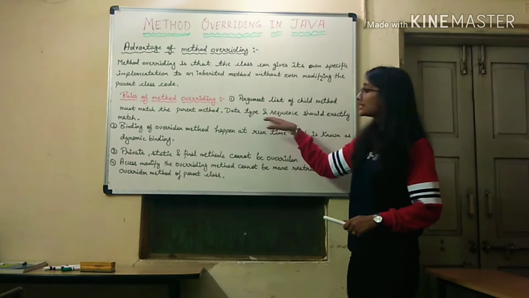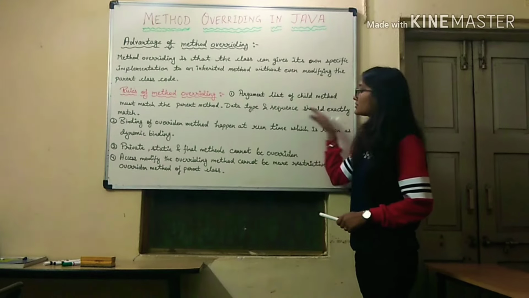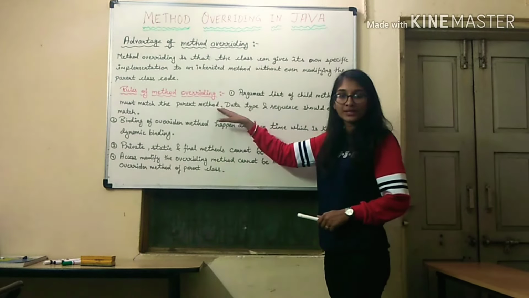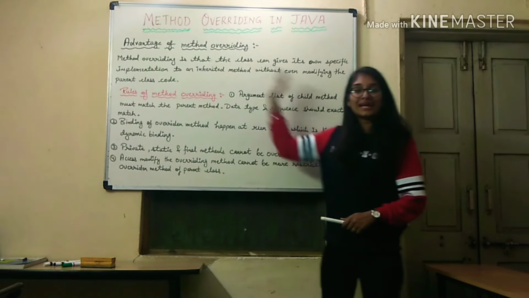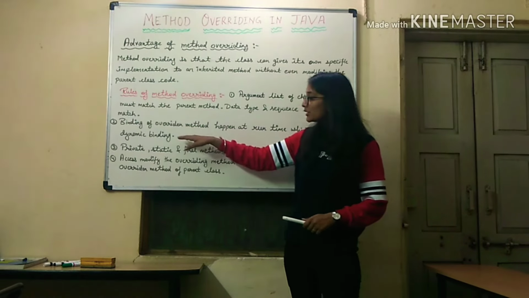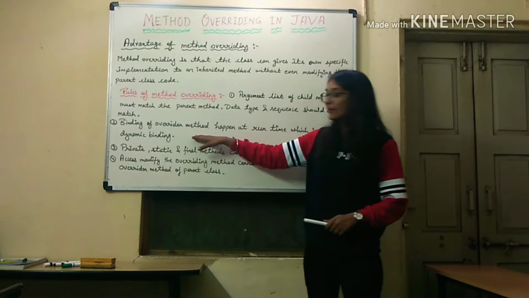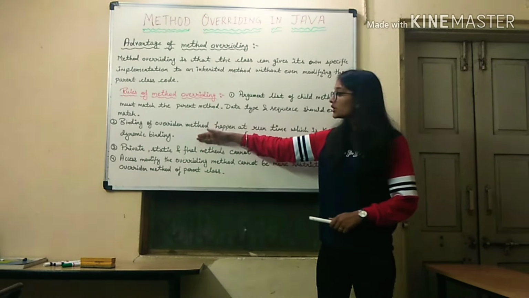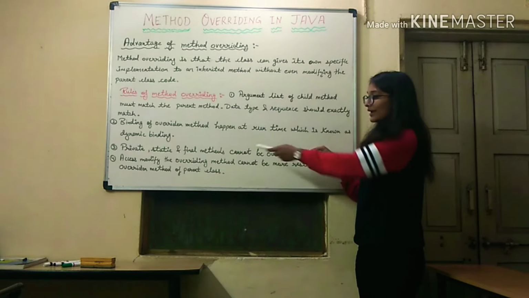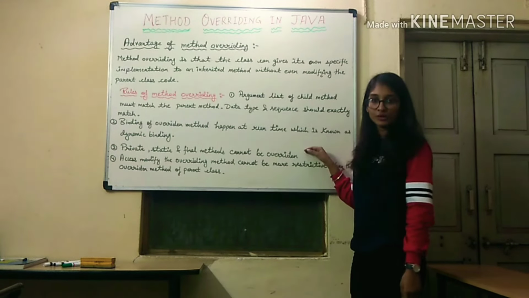The first rule of method overriding is that the argument list of the child method must match the parent method. In other words, we can also say that the data type and sequence should exactly match. The second rule is that binding of the overridden method happens at runtime, which is also known as dynamic binding. The third rule is that private, static and final methods cannot be overridden.